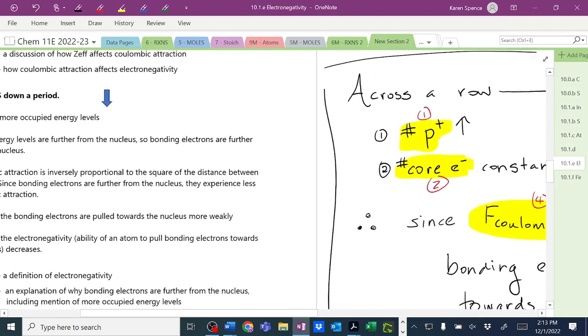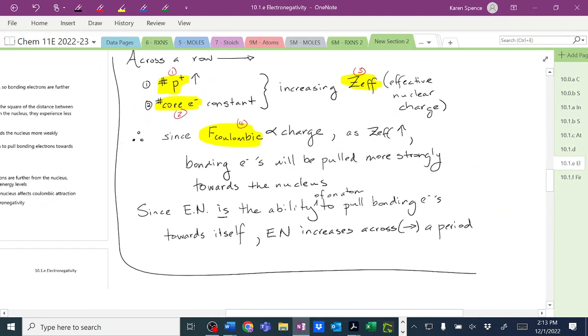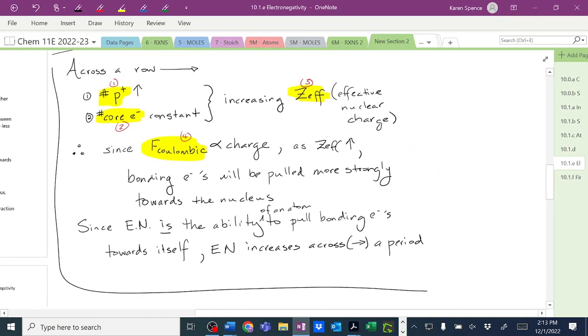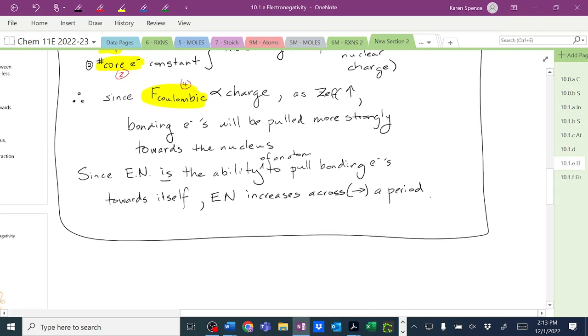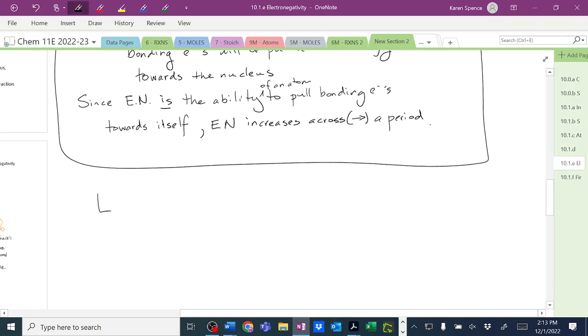Now, would you guys like to try explaining the trend in electronegativity as you go down a column, down a group? Try it. Don't look at what I've written.